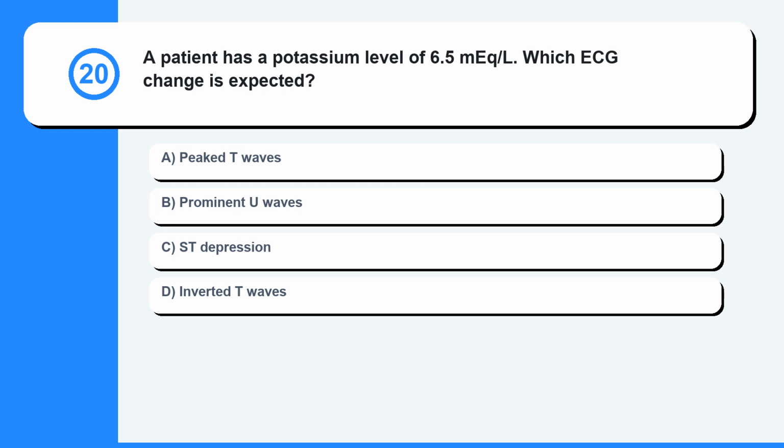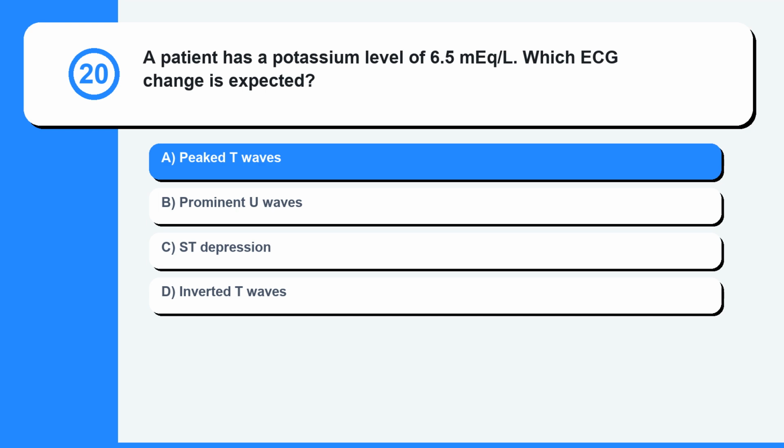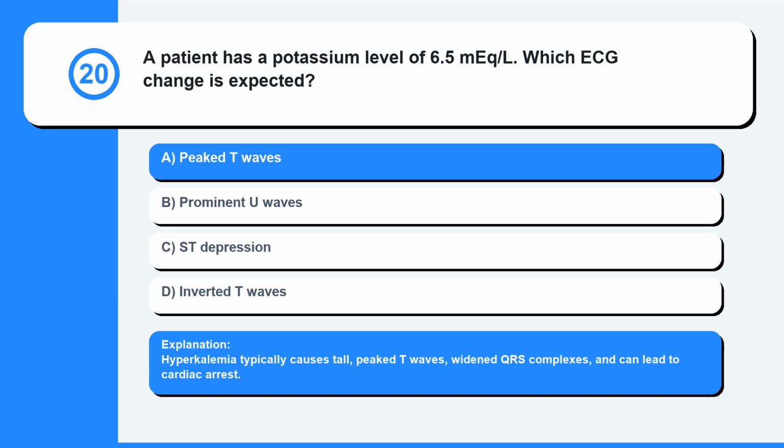Question 20. A patient has a potassium level of 6.5 milliequivalent/L. Which ECG change is expected? A. Peaked T waves. B. Prominent U waves. C. ST depression. Or D. Inverted T waves. The correct answer is A. Peaked T waves. Hyperkalemia typically causes tall, peaked T waves, widened QRS complexes, and can lead to cardiac arrest.